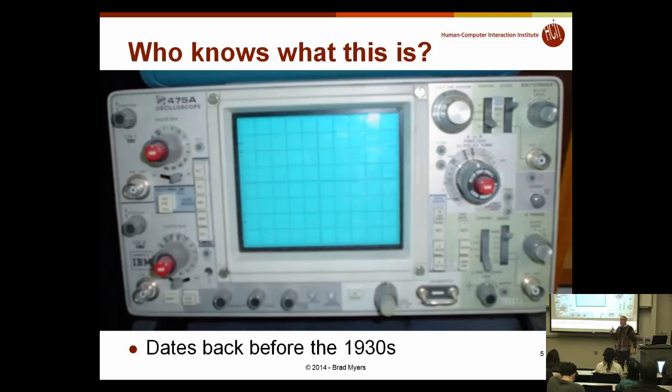So who knows what this is? Right. So there must be some double E's in the room, right? This is an oscilloscope. Anybody ever use one? A few people. So basically, there's this line that squiggles on the screen, and it's analog. It's basically showing you the signal that comes off of something.